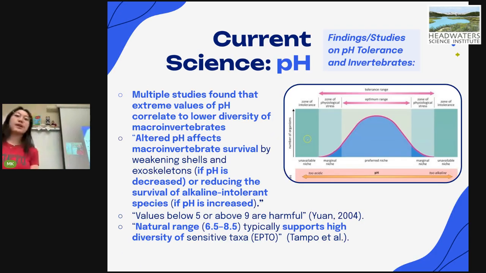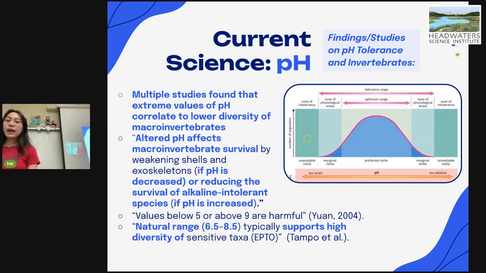Okay, so moving on, we did some of our own research on current science on pH, and we found multiple studies citing extreme values of pH correlating to a lower diversity of macroinvertebrates. More specifically, we found a quote saying that altered pH affects macroinvertebrate survival by weakening shells and exoskeletons or reducing the survival of alkaline intolerant species. We also found another quote on broader ranges of pH and their effect on macroinvertebrates, a study citing extreme values as below 5 or above 9 being more harmful, and the more moderate or natural range being between 6.5 to 8.5.